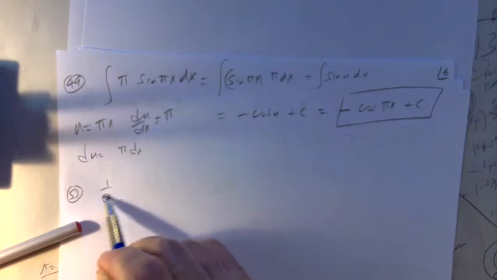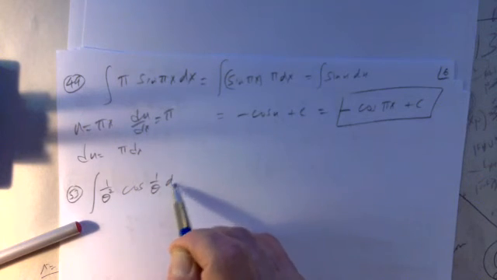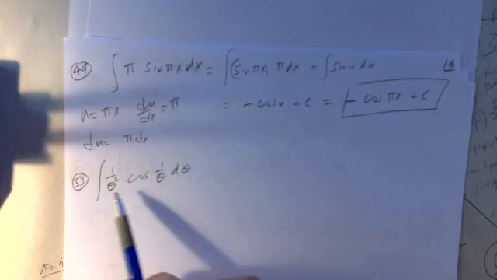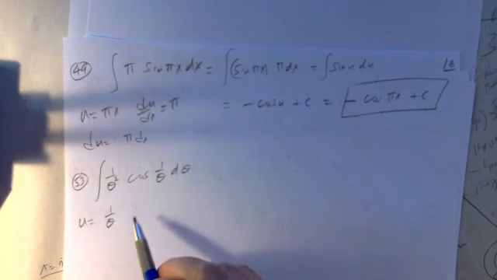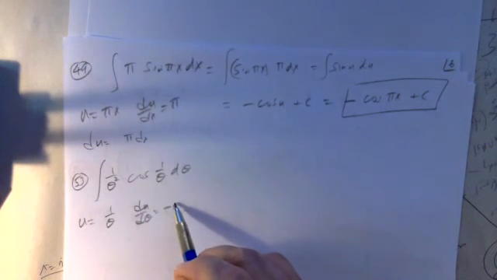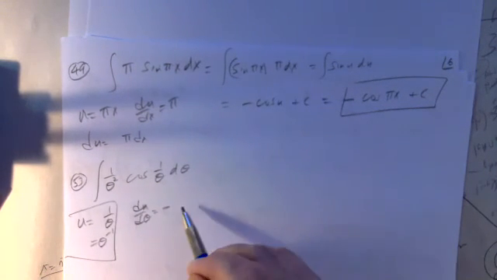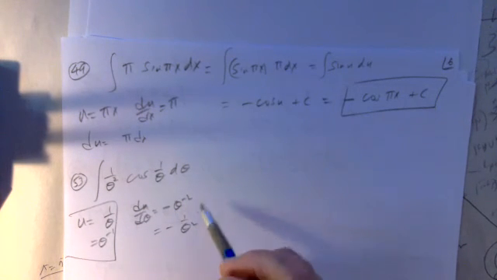Suppose we have the integral of 1 over theta squared cosine 1 over theta d theta. Again, you have to see what you can use to substitute. Because the derivative of 1 over theta is minus 1 over theta squared, if you let u be equal to 1 over theta, du d theta is minus, so this is theta to the minus 1. The derivative is minus 1 theta to the minus 2, or minus 1 over theta squared.